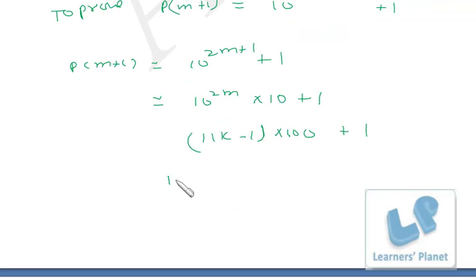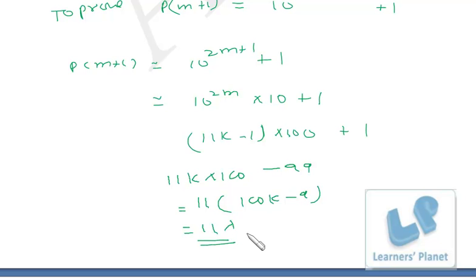So it is 11k into 100 minus 100 plus 1. So minus 100 plus 1 is minus 99. So I can take 11 common, 100k minus 9, that means it is a multiple of 11, right? So Pm plus 1 is true whenever Pm is true. So hence by principle of mathematical induction, it is true for all n belongs to N, right?